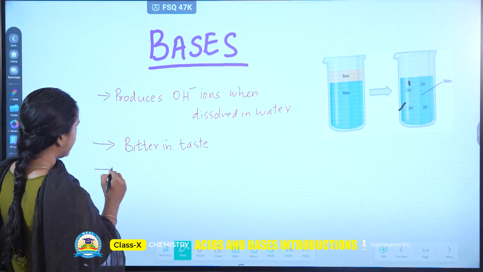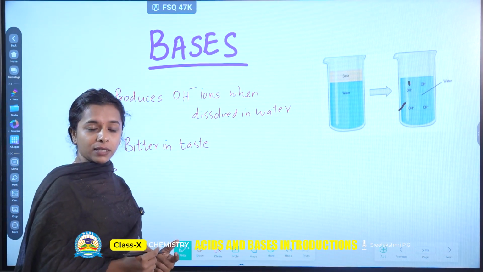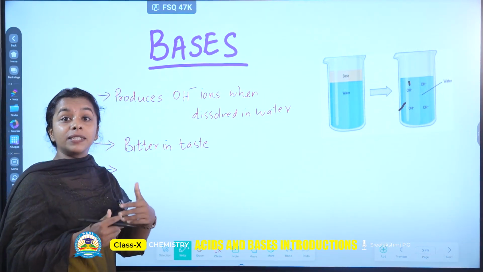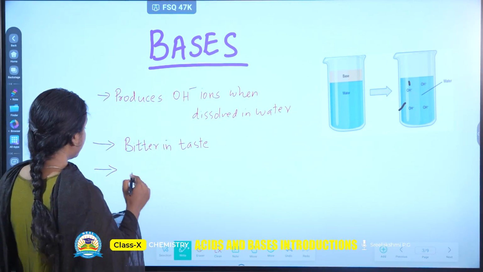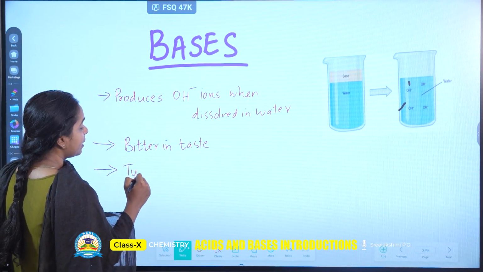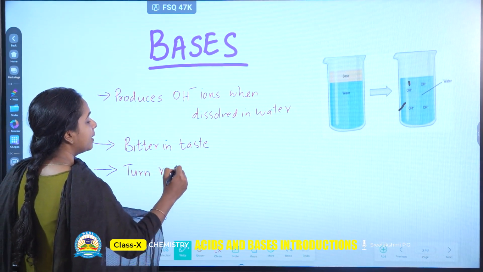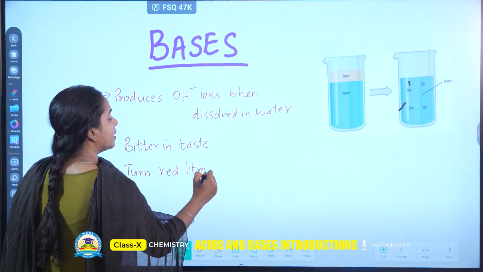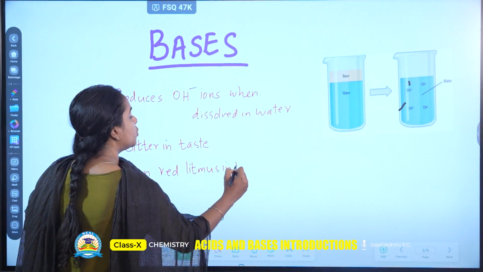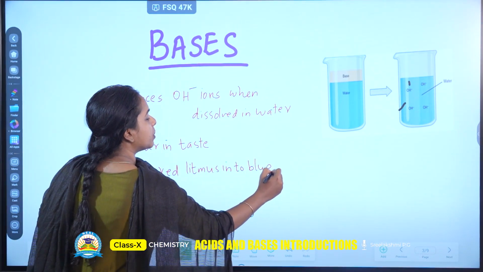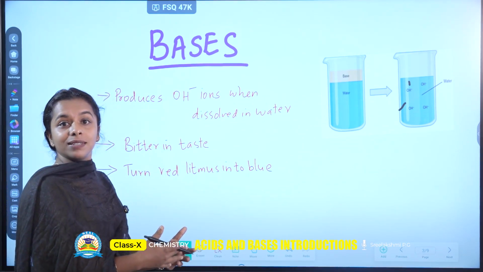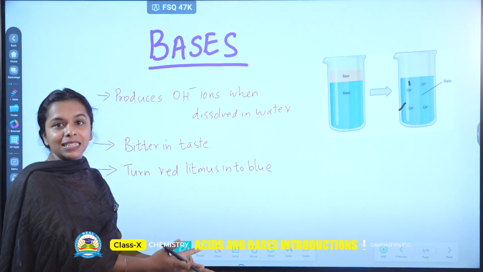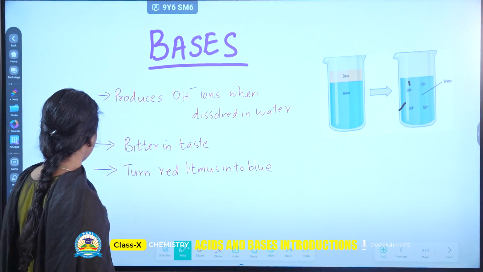now here, we'll discuss the litmus paper color. So in the case of acid, it will turn blue litmus into red. But in case of base, it will turn red litmus into blue. Okay, it will turn red litmus into blue. You will study about this in the next topic, that is indicators. Okay, so these are the bases.